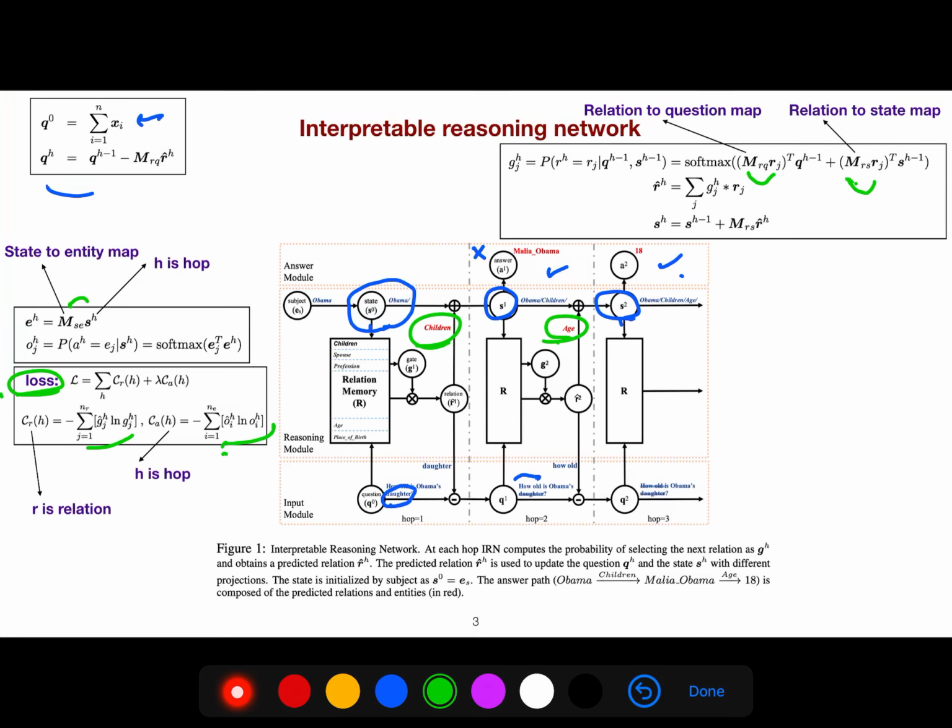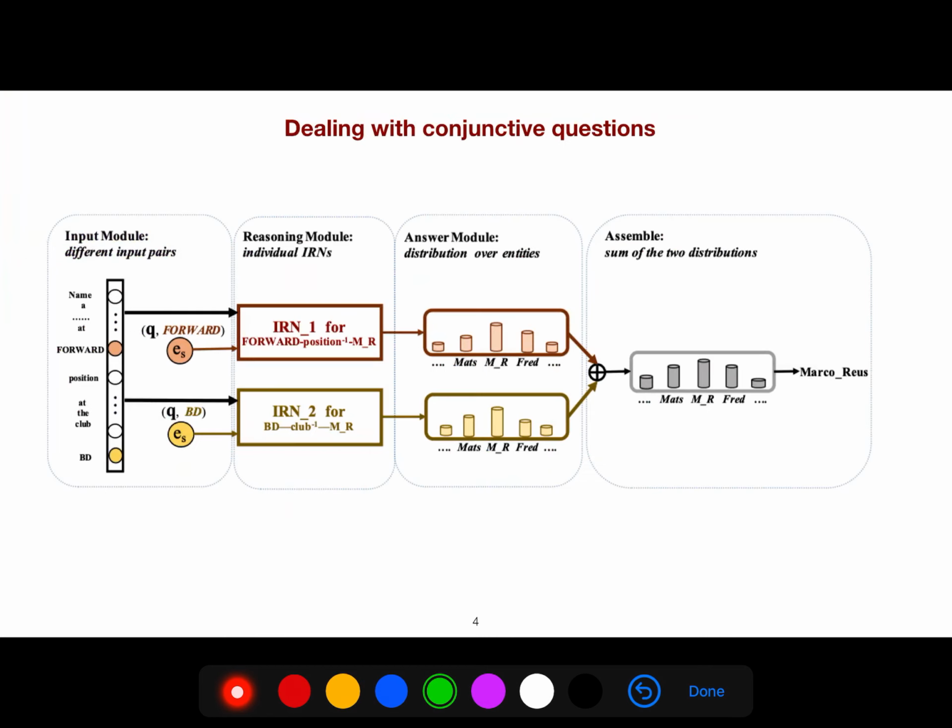And so we have loss for relation, and we have loss for answer. So this lambda determines the trade-off between relation and answer. Of course, answer is more important. Relation could be used for example, interpretability or transparency in the intermediate steps. So when dealing with conjunctive questions, this article is not good, because it's just adding these two distributions. This is good, but here we should rewrite the question again for each of these words, such as forward or BD or any word.